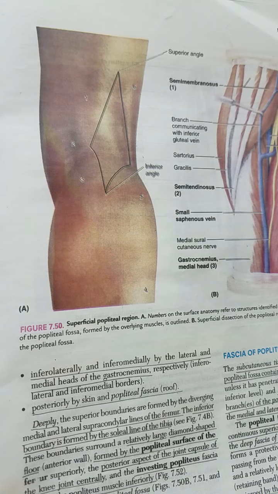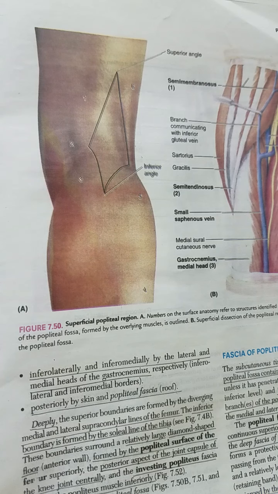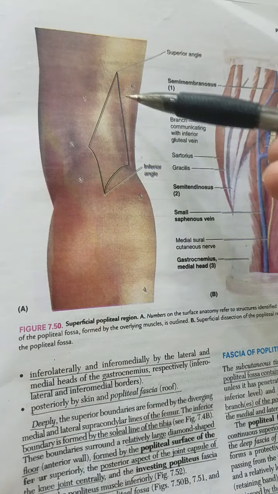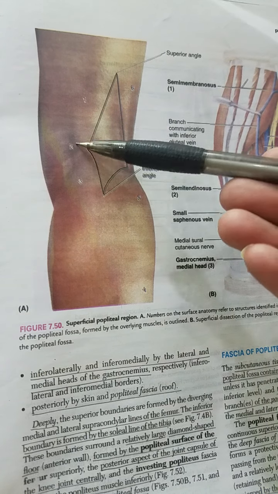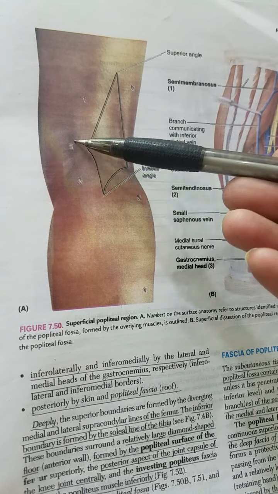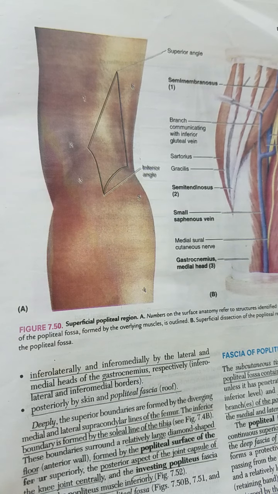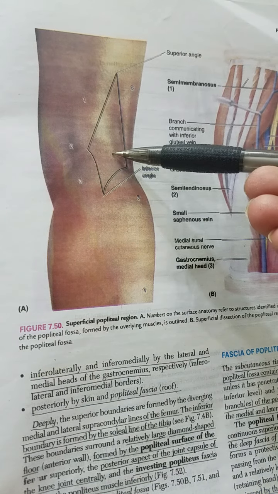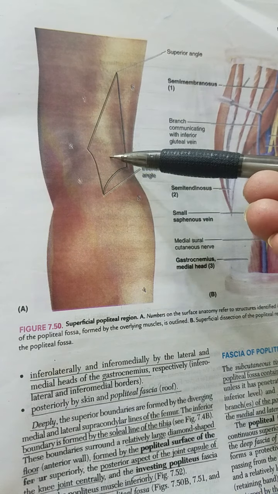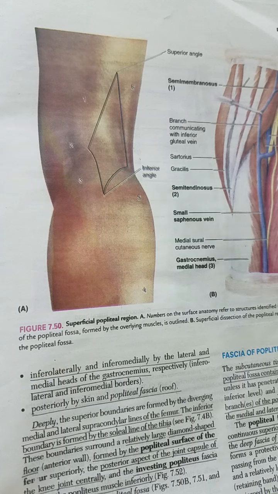Now let's talk about the roof of the popliteal fossa. When we talk about the roof of the popliteal fossa, we mean the posterior aspect of the popliteal fossa when a person is standing in the anatomical position. So this here is the roof of the popliteal fossa. This is the posterior aspect of this fossa when a person is in the anatomical position, and the roof is formed by the skin first of all. After that, deeper to that, so this is the superficial part, deep to that you have the superficial fascia, and after that comes the deep fascia.